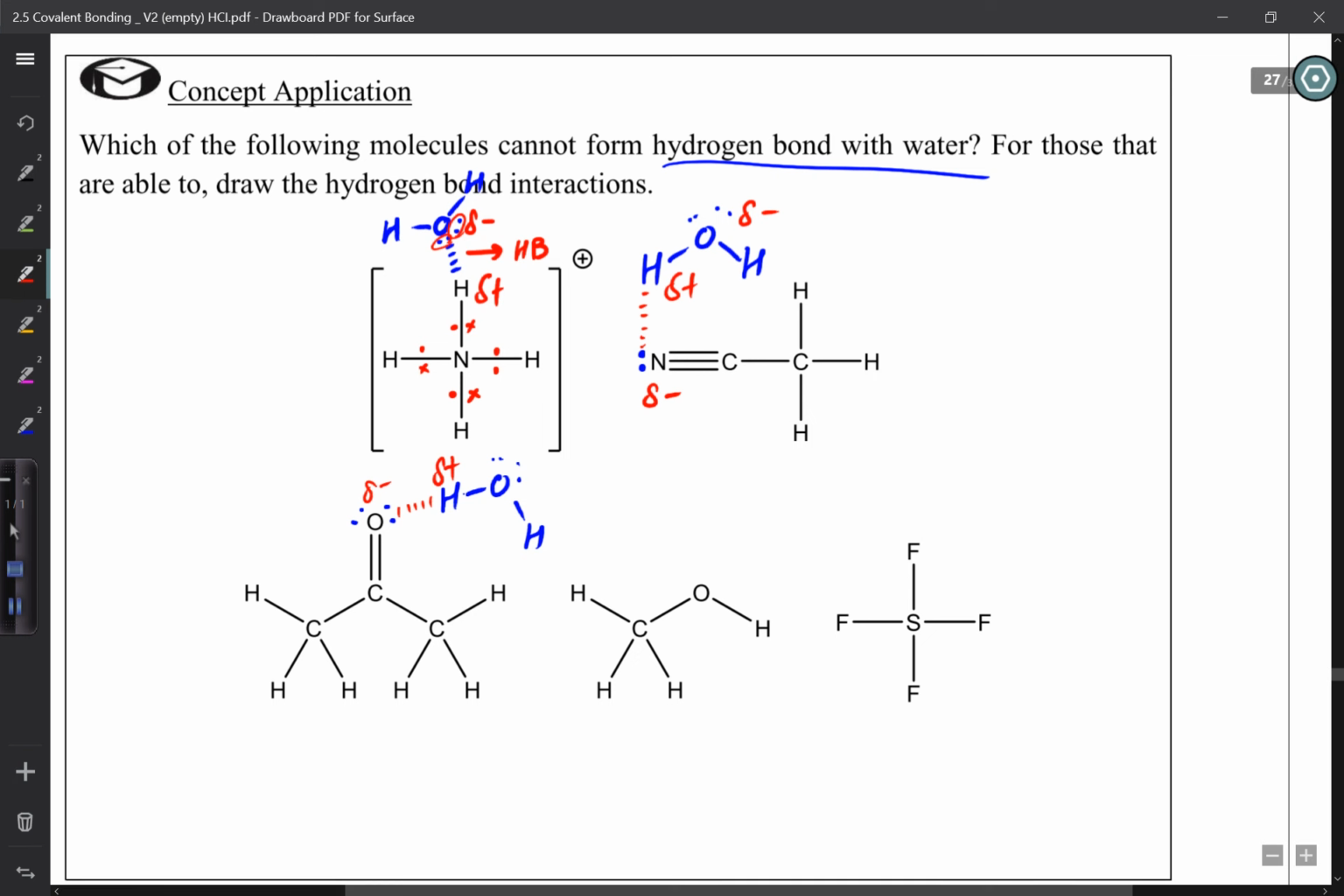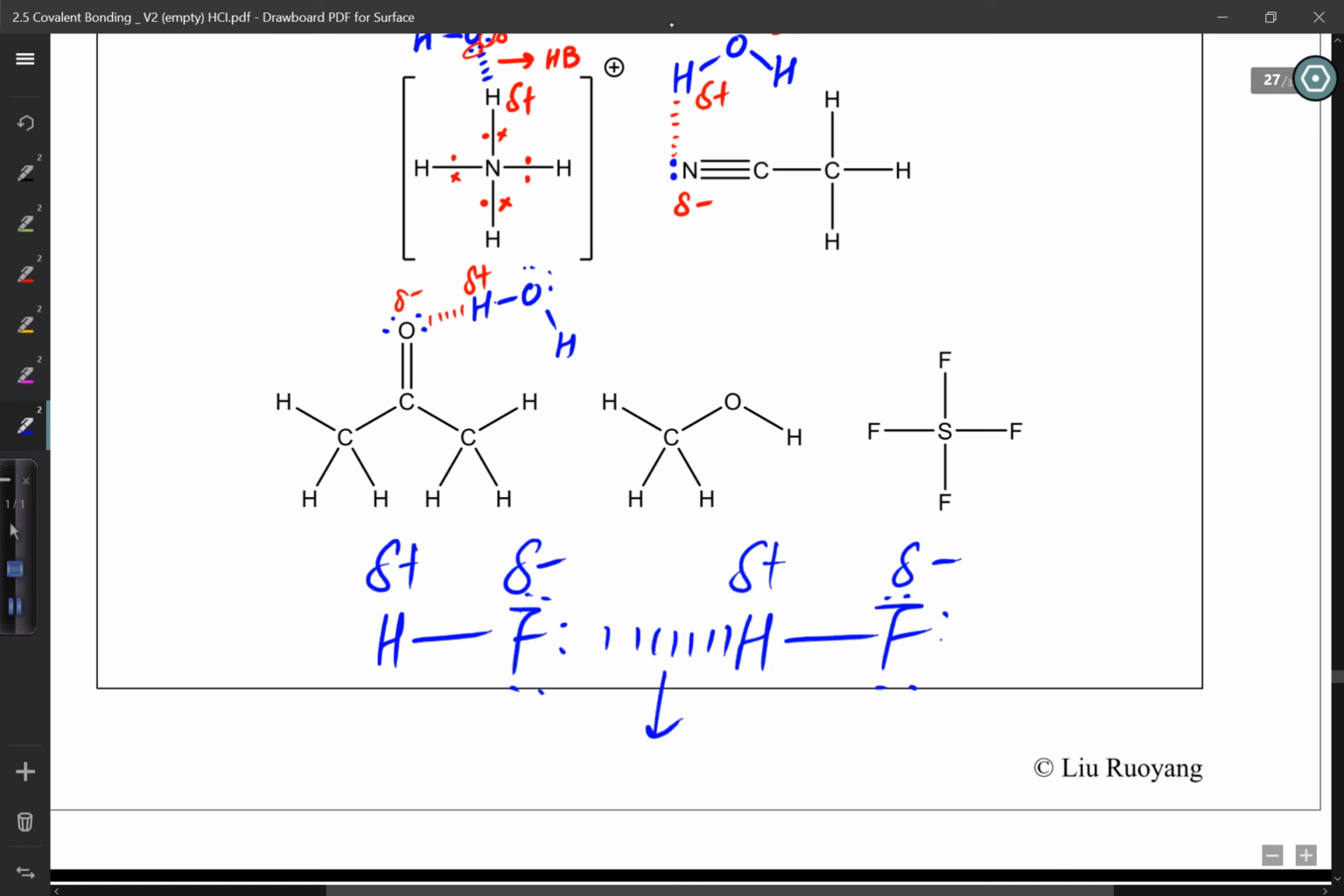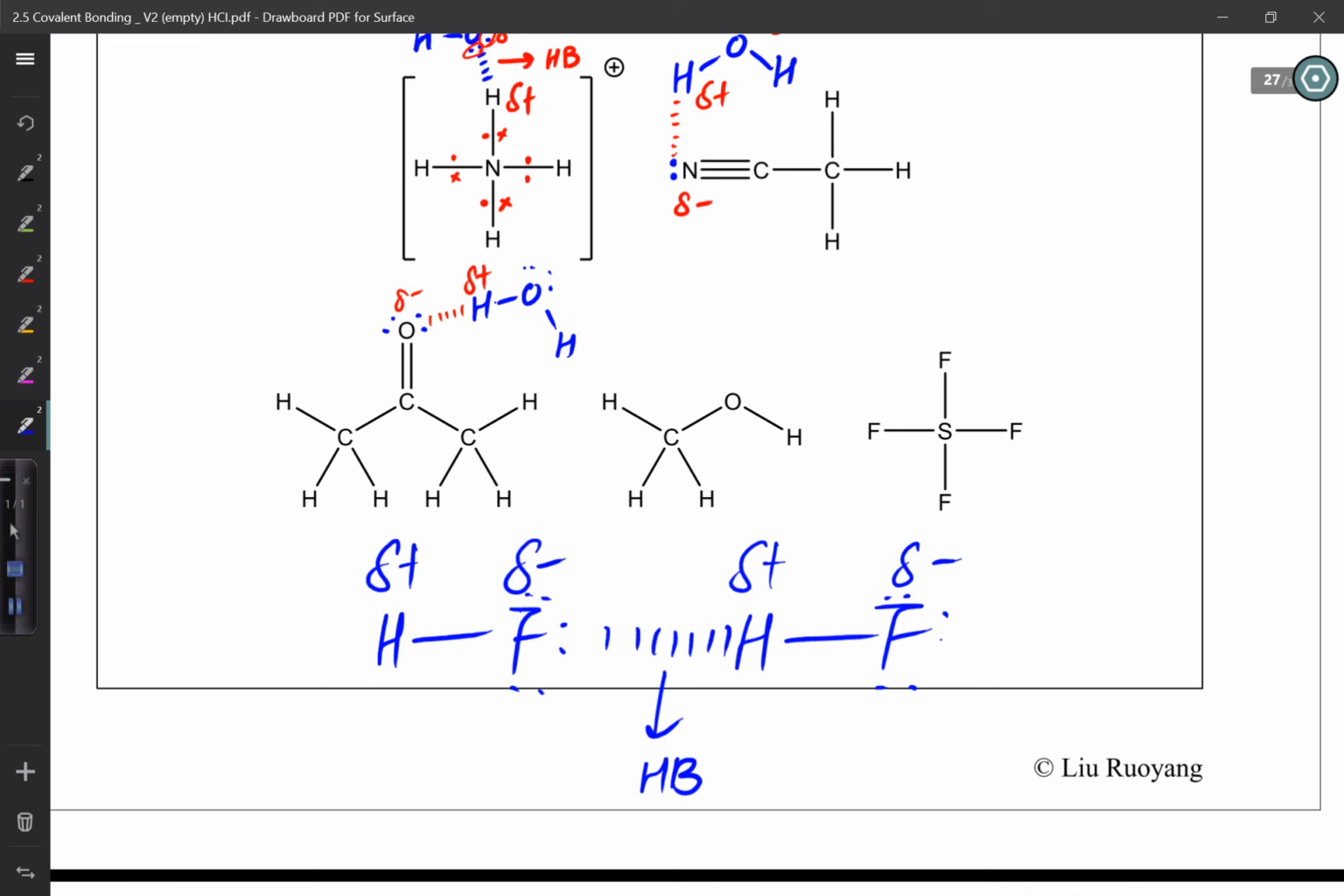I already summarized them. Why are there two delta minus and one delta plus? Actually, this is delta minus, this is delta plus. It's just that we are more or less interested only in the hydrogen bond part. So if you have a question asking you to draw the hydrogen bond interaction between two HF, the best answer would be to draw all the delta plus, all the delta minus, the lone pairs, draw everything, interact, and label this as hydrogen bond. Then you'll get the mark. If you miss out anything, you wouldn't get the mark.